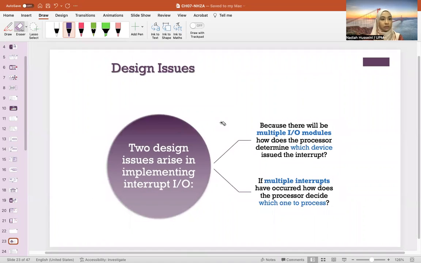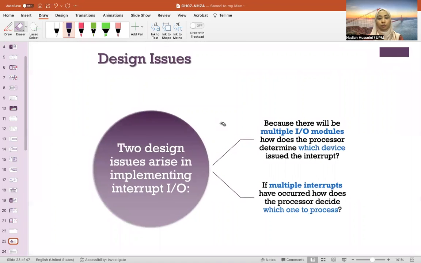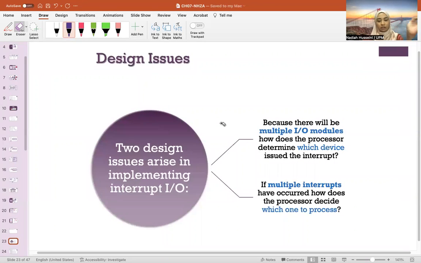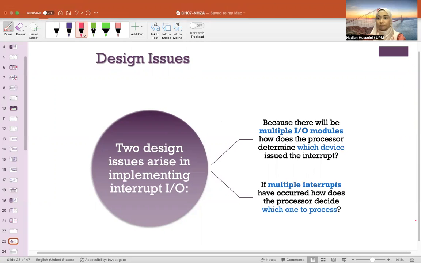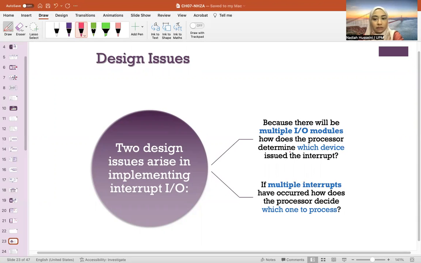We have some design issues with our I/O module or I/O implementation. Two design issues arise in implementing interrupt I/O. The first one: because there will be multiple I/O modules, how does the processor determine which device issued the interrupt?